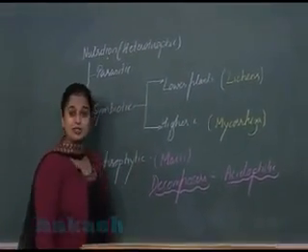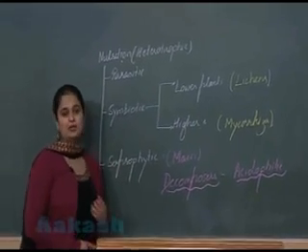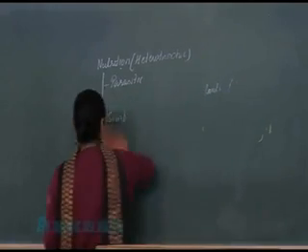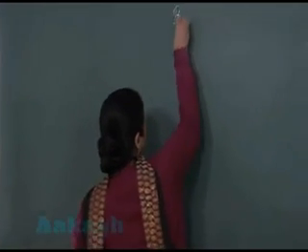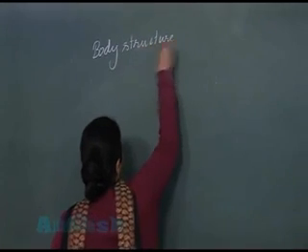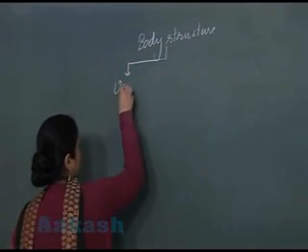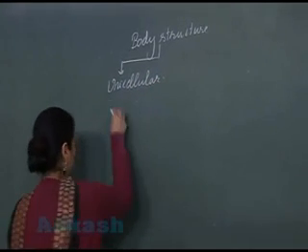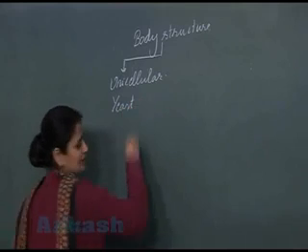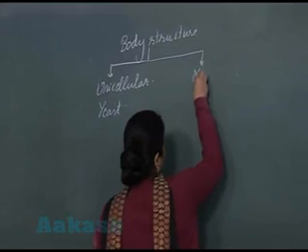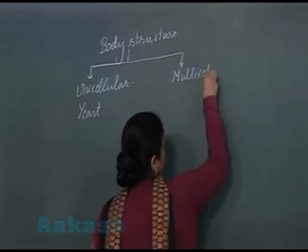Now after looking into the nutrition, I will be dealing with body structure of fungi. Body structure can be unicellular. One example which is very well known to all of you of unicellular fungi is yeast. Along with that, body structure can also be multicellular.